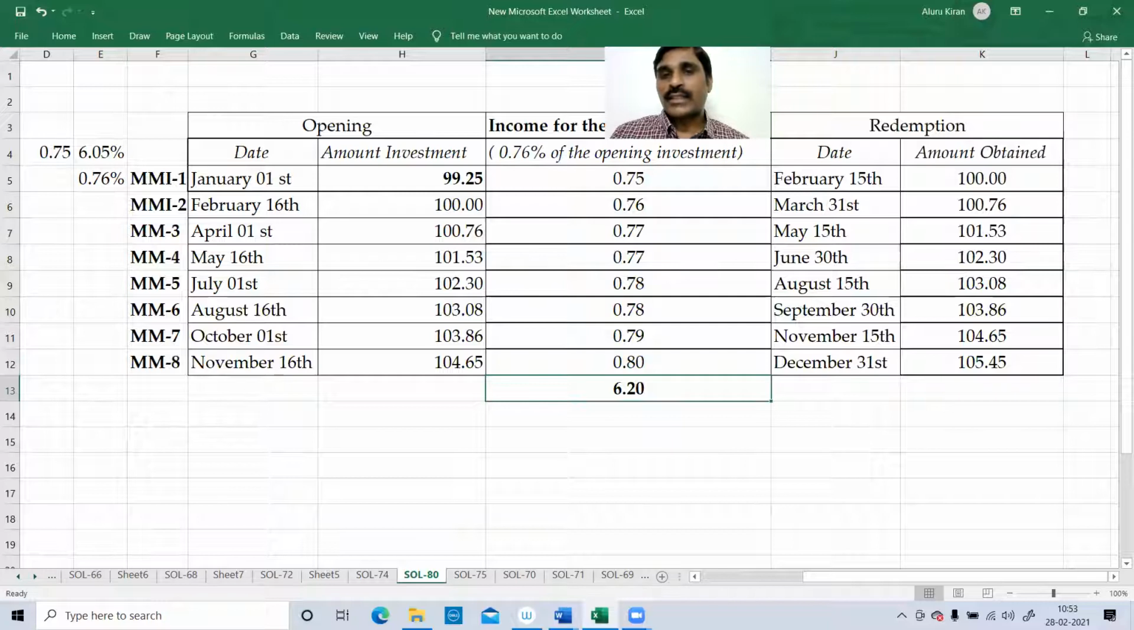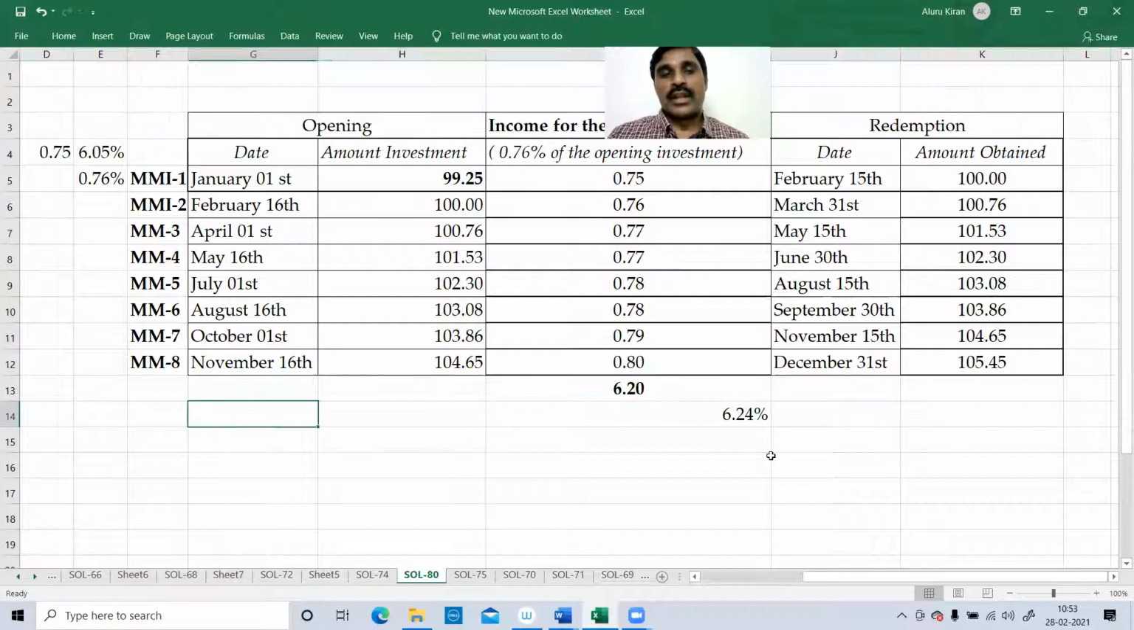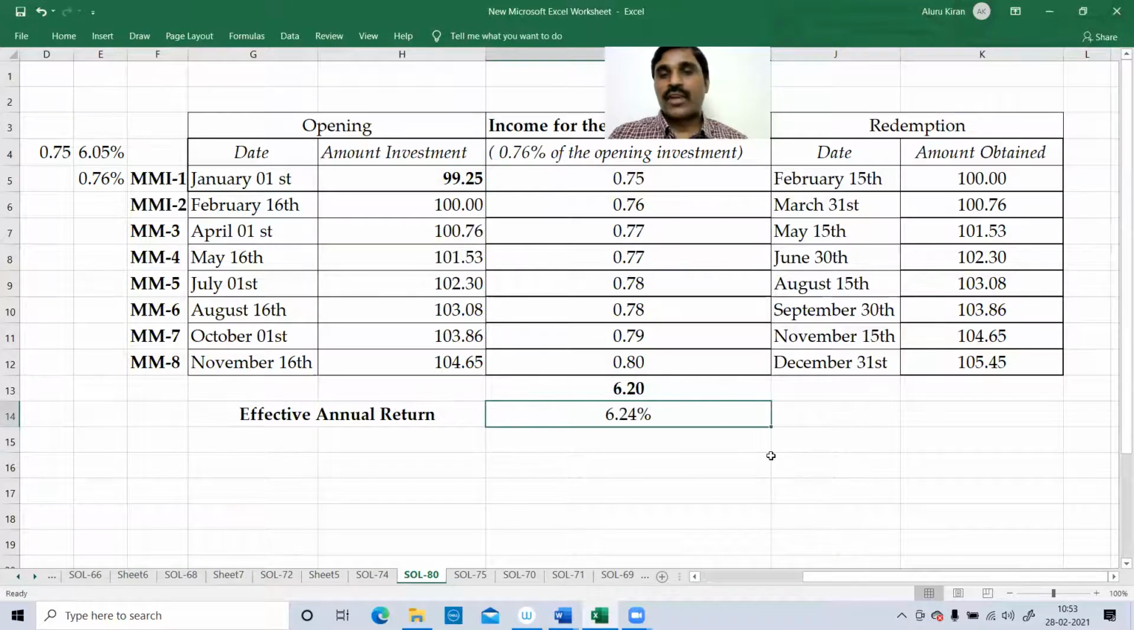The total income we got is 6.2. What is the amount initially invested during the year? At the start of the year, I invested 99.25. So the total income at the end of the year, divided by the amount invested at the beginning of the year, is called the effective yield, the effective annual return. 6.24% is the effective annual return.